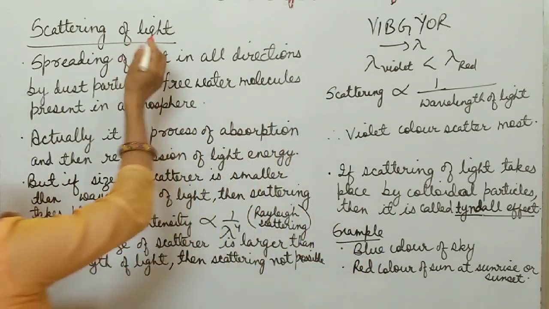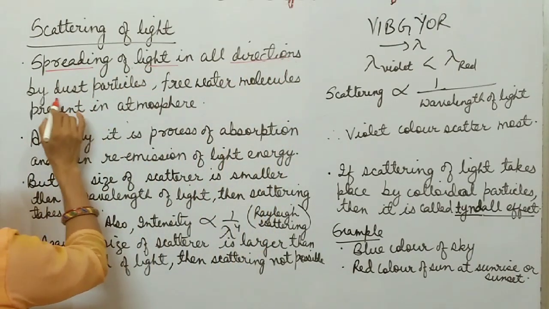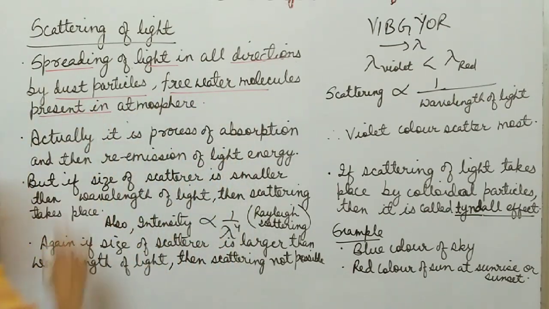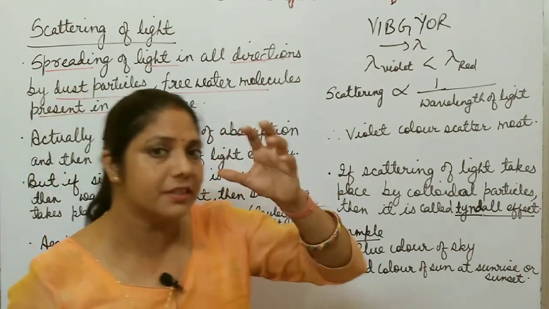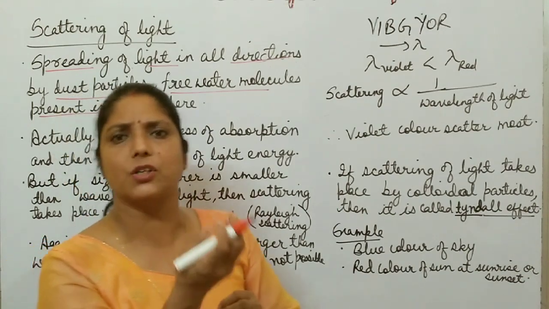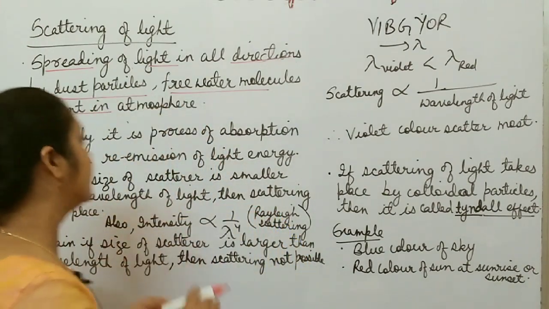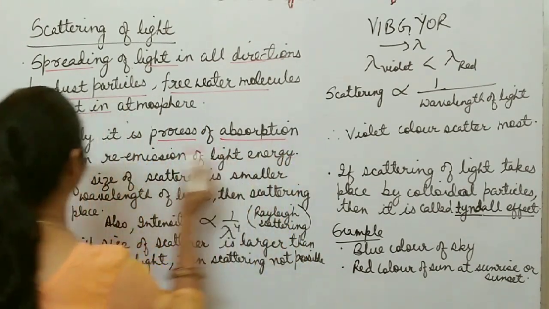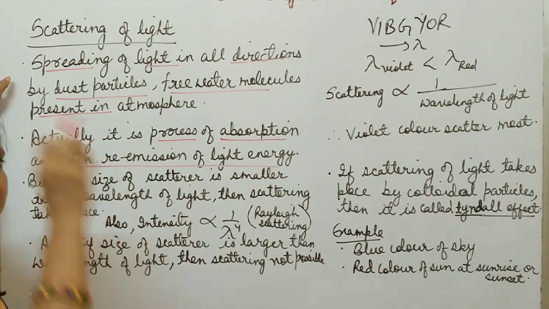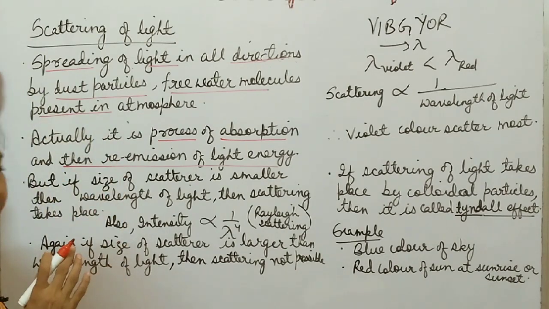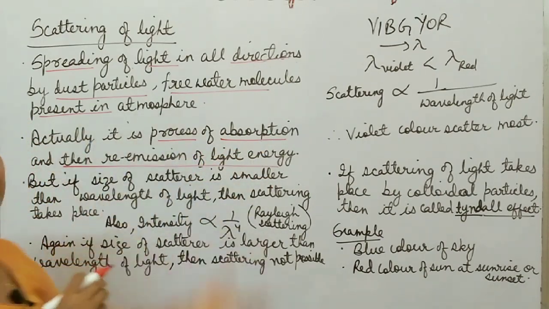Okay, so scattering of light is spreading of light in all directions by the dust particles and free water molecules present in the atmosphere. Actually, what happens is that when light rays collide with these dust particles or water molecules, they absorb that light and again re-emit this light energy. So it is a process of first absorption and then re-emission of light energy. This is scattering of light, and scattering takes place in all possible directions in an irregular manner.